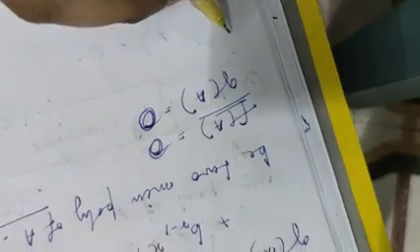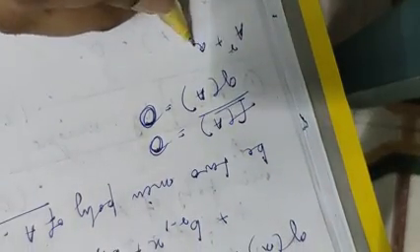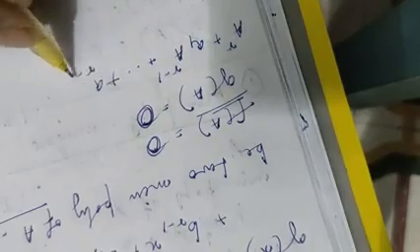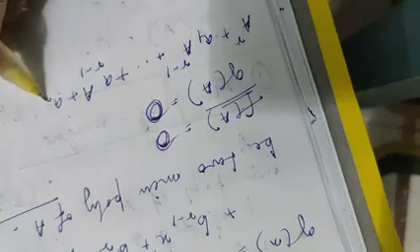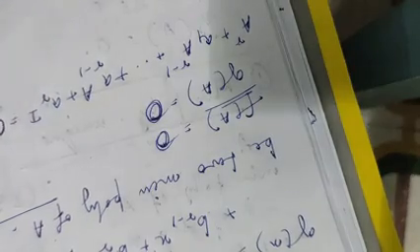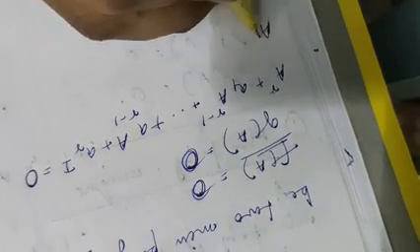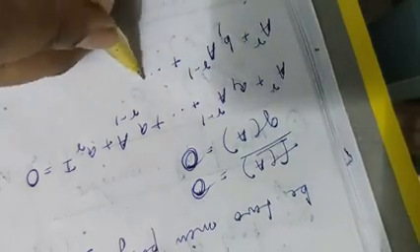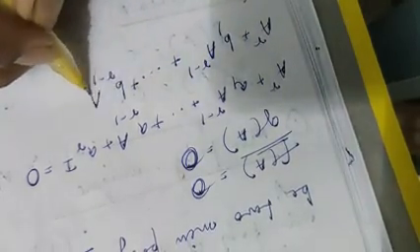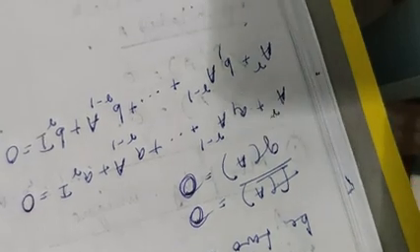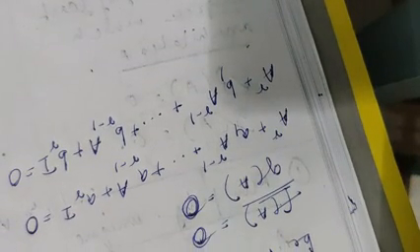That is, from here we can write A^r + a1 A^(r-1) + ... + a_(r-1) A + a_r I = 0 matrix, and then A^r + b1 A^(r-1) + ... + b_(r-1) A + b_r I equals also 0 matrix by the definition of minimal polynomial. Now subtracting these two, what will we get?